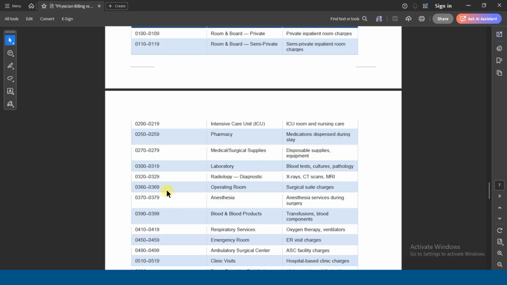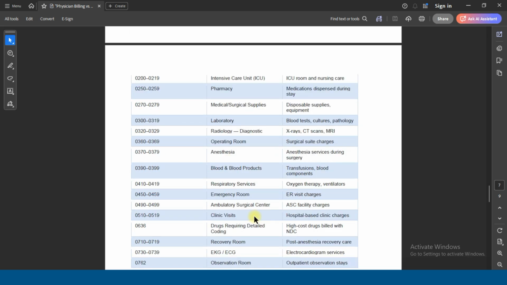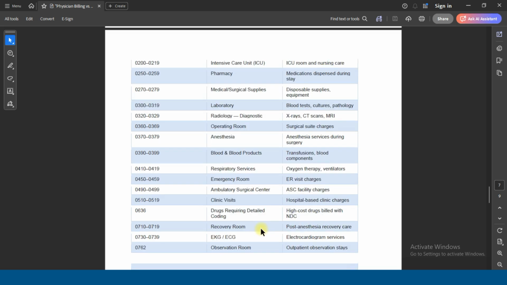0360 to 0369 is operating room, surgical suite charges. For example, 0380 relates to cardiovascular services. 0450 to 0459 relates to emergency room, ER visit charges. 0490 to 0499 is ambulatory surgery center facility charges.